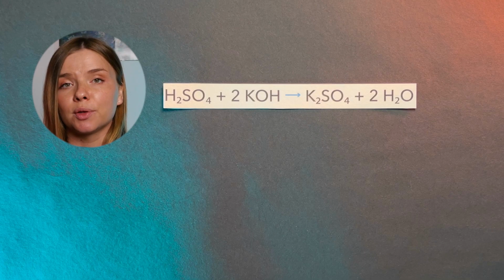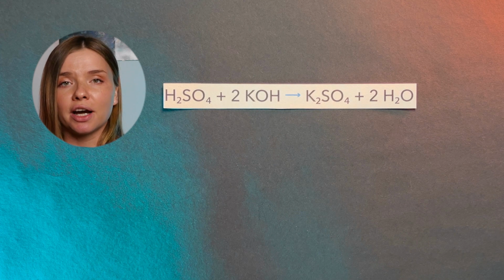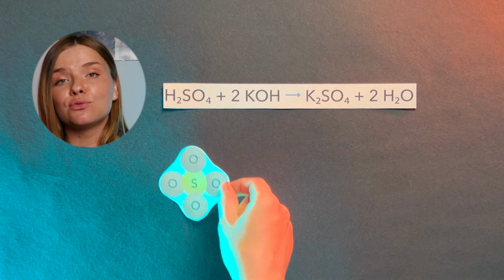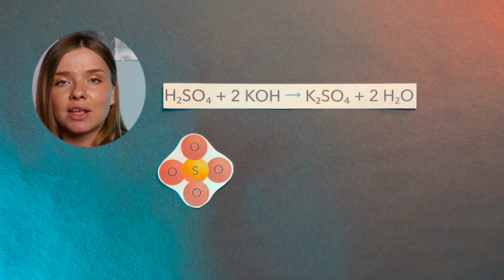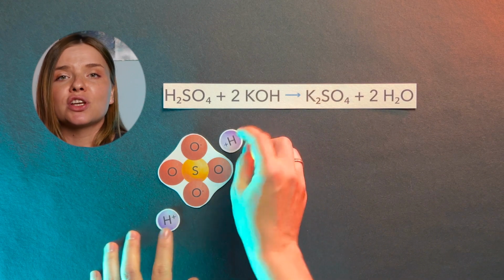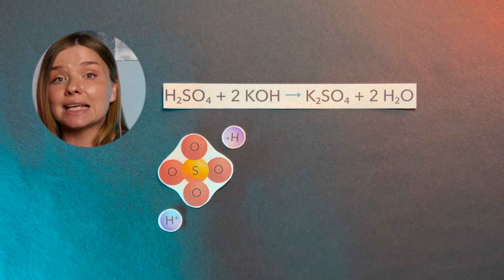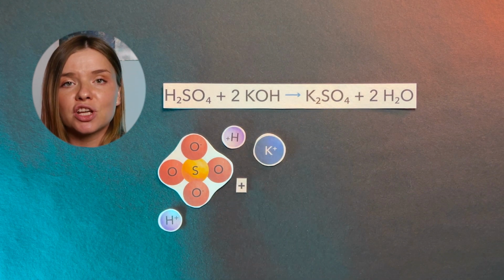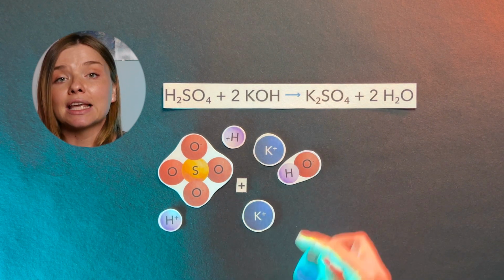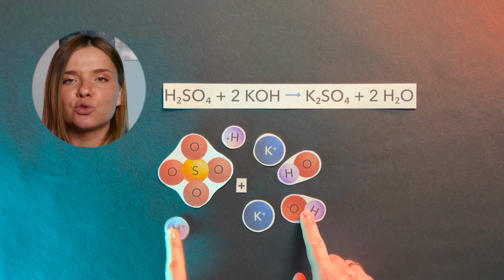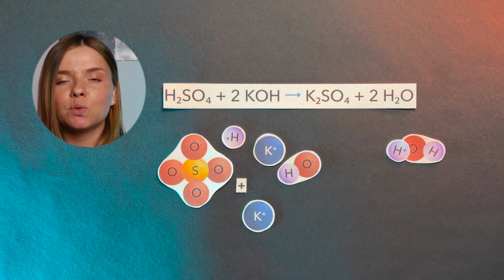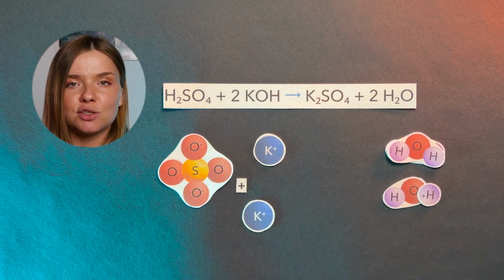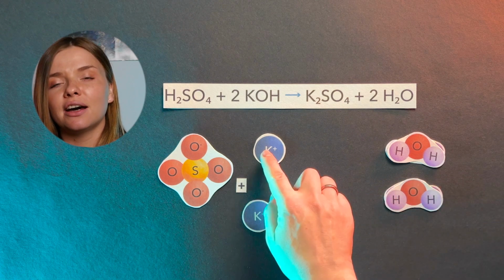And second example. Sulfuric acid and potassium hydroxide give us potassium sulfate and water. Sulfuric acid is a strong acid, and in a water solution it's dissociating into hydrogen ions and sulfate ions. Potassium hydroxide is a strong base, dissociating into potassium ions and hydroxide ions.